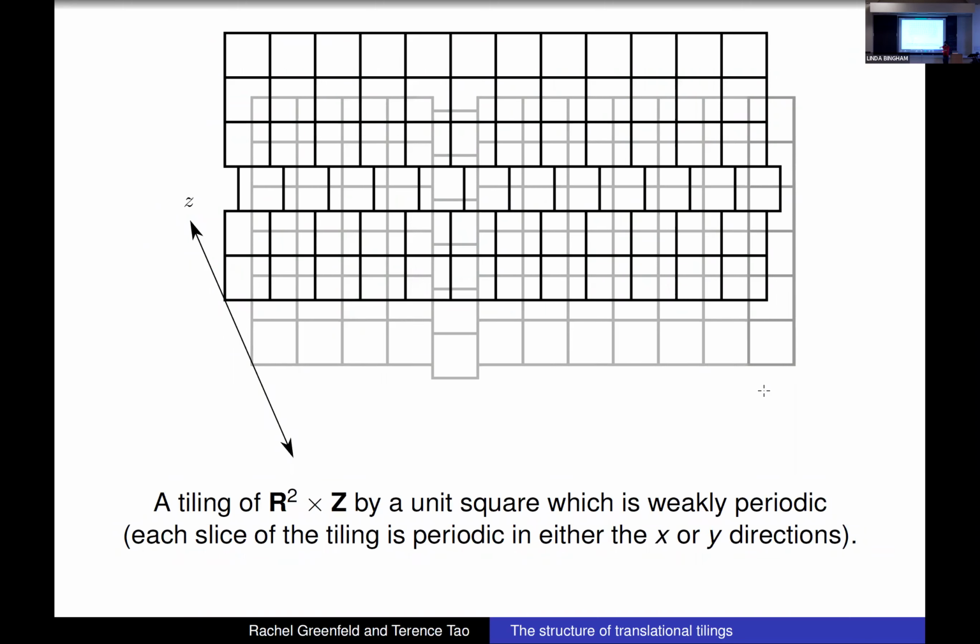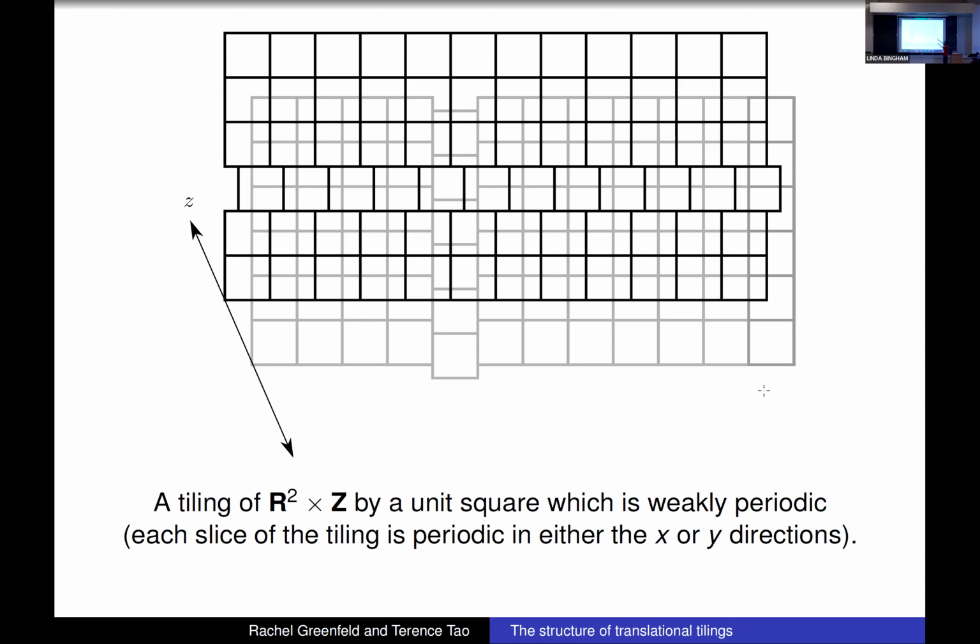R^2 cross Z. So take an infinite number of planes stacked on top of each other, like a big sandwich. And on each slice of the sandwich, our tile is a square, and we take a tiling which is either periodic in the horizontal direction, the X direction, or periodic in the Y direction. So in the black slice of this tiling, we've decided to make a horizontally periodic tiling. In the next slice down below, which is this gray tiling, we've decided to make a vertically periodic tiling. And then for each slice, you just arbitrarily choose. So randomly, half the slices will be vertically periodic, half the slices will be horizontally periodic.